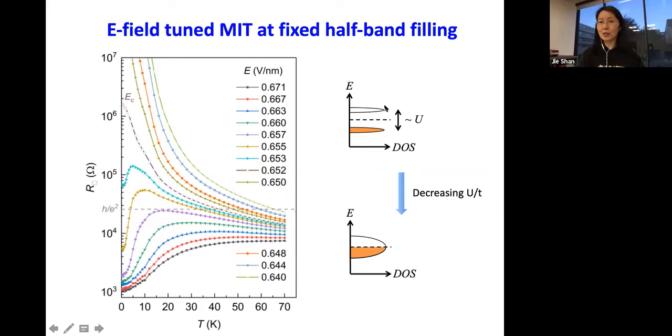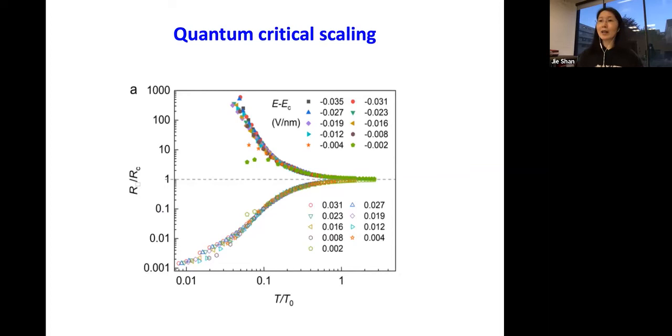But if you look at those curves, when you increase temperature, actually the resistance increases. So this is metallic. So we do have a transition from insulator to metal when we increase electrical field. But what about the nature of this transition? Oh, that's another thing. We can rescale all the resistance versus temperature curves and collapse them into two groups. This group is the insulating phase and this group the metallic phase. And down to 300 millikelvin, we have not seen any hysteresis.